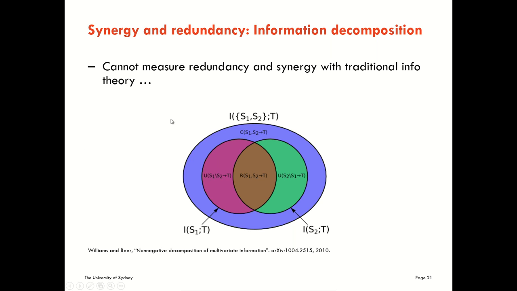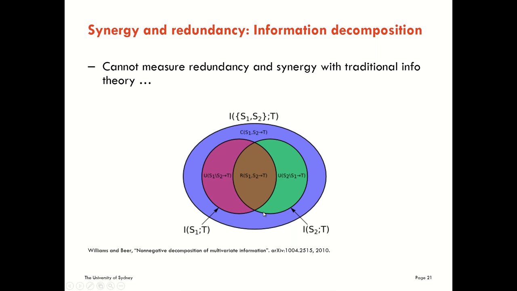We could look at the whole information between two sources about a target, here represented in the outer oval in this kind of Venn diagram like diagram. We call this a partial information diagram. We could then look at within that the information from source 1 about the target and the information from source 2 about the target.